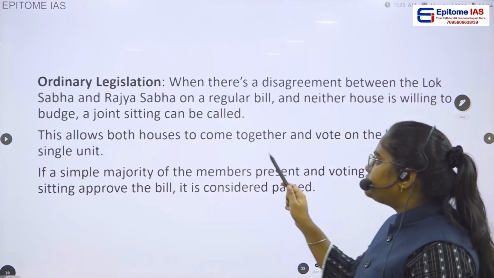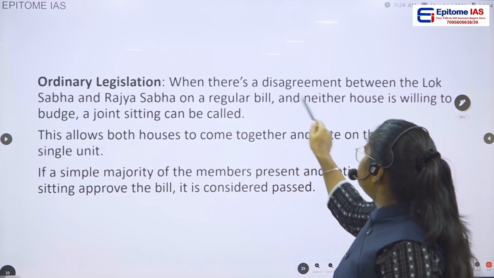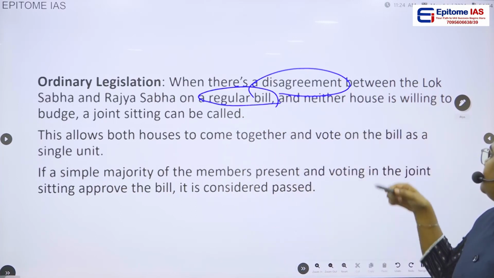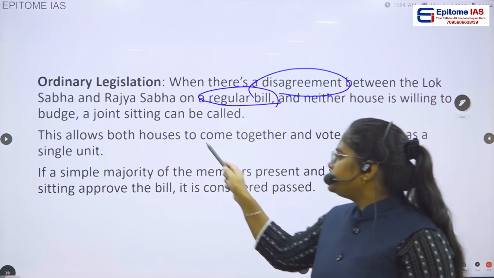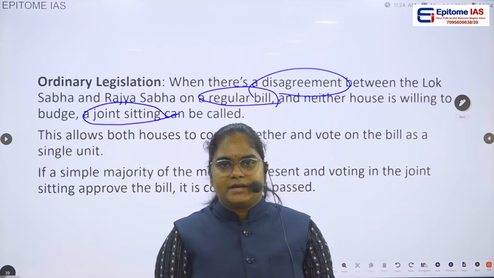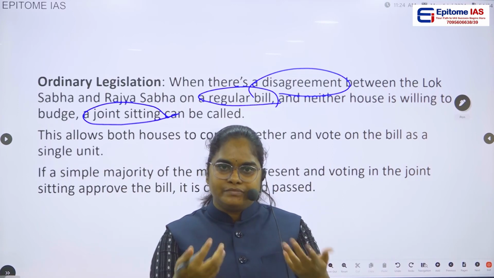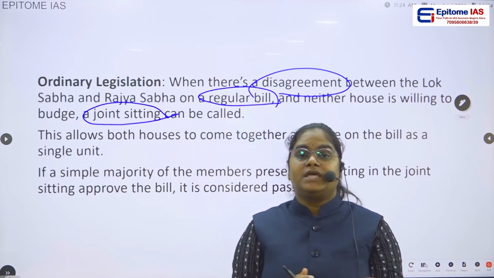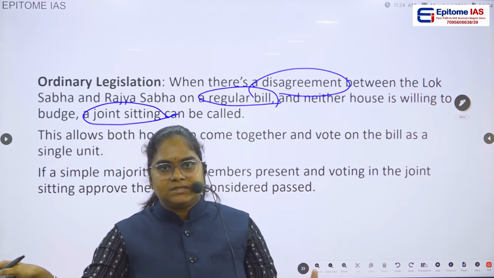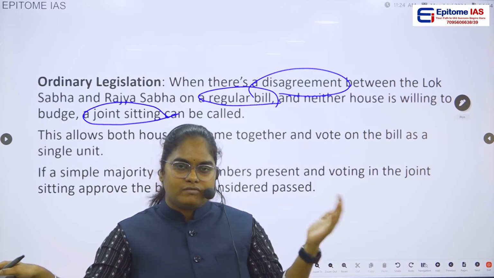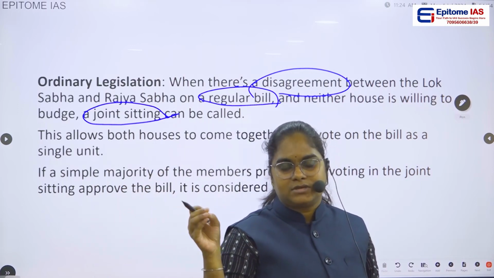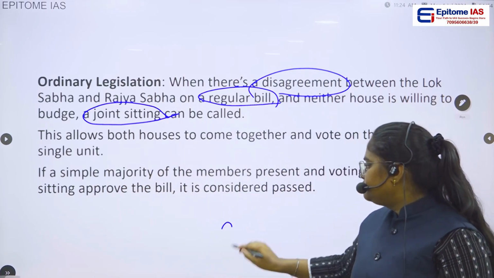So if you see here, in case of ordinary legislation, when there is a disagreement between the Lok Sabha and the Rajya Sabha on a regular bill and neither house is willing to budge, a joint sitting can be called. So when there is a deadlock and neither house is ready to pass that particular bill, but it is an important bill which has to be passed, in that case the parliament calls for the joint sitting of both Lok Sabha and Rajya Sabha. They sit together and discuss again and try to pass this bill with simple majority.